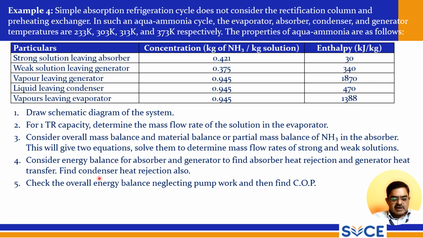Find the condenser heat rejection ratio. Check the overall energy balance neglecting pump work, and then find the COP. Pump work is neglected here, and we have to find the final COP. So this is the problem statement. All the data are given in the problem itself, so we can directly solve this problem.